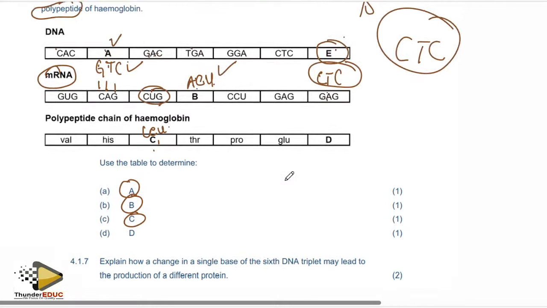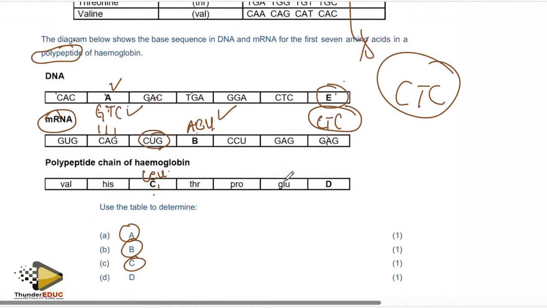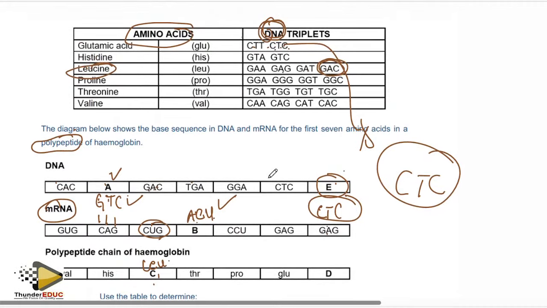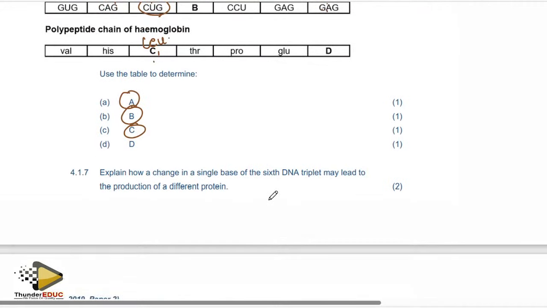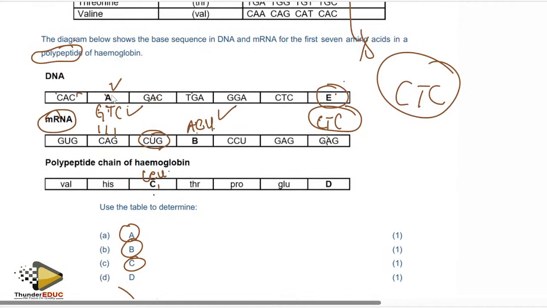All right, D. So we have seen that D is glutamic acid. What about: explain how the change in a single base of the sixth DNA triplet may lead to the production of a different protein? So the sixth base: 1, 2, 3, 4, 5, 6.